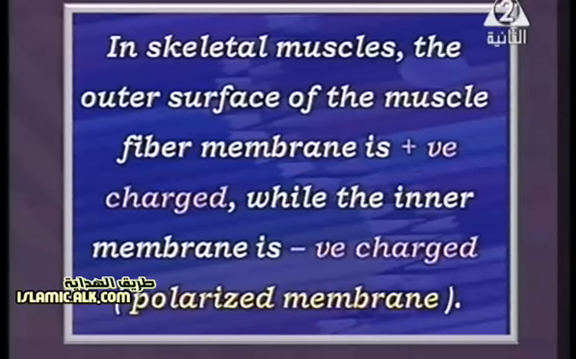Number 1, in the skeletal muscles. Again, what we need to know is how your muscle contracts or relaxes. The skeletal muscle has 2 surfaces, the outer surface and the inner surface. The outer surface is positively charged, while the inner membrane is negatively charged. So we have a polarized membrane. Polarized means it has 2 different charges.